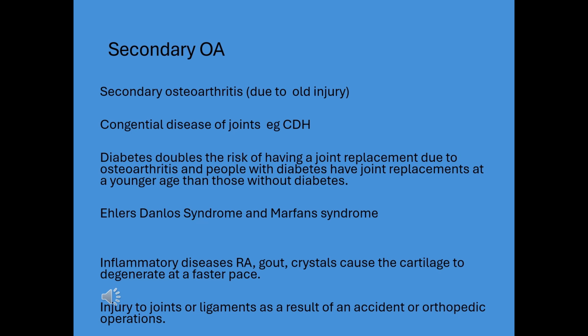Diabetes seems to increase the risk as well. Ehlers-Danlos syndrome is a condition where joints tend to be hypermobile. Marfan syndrome is a genetic condition which also predisposes one to osteoarthritis. And then things like rheumatoid arthritis, any disease of the joint, can also exacerbate the degeneration of the joints as well.